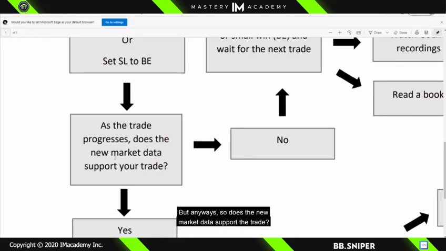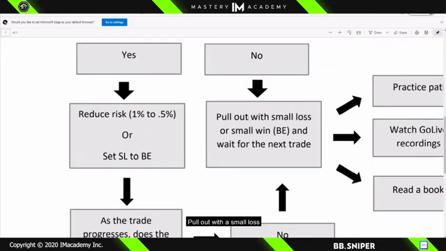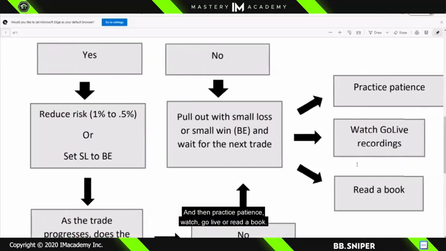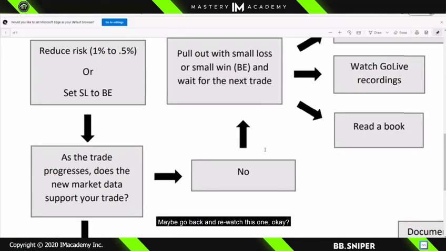But anyways, so does the new market data support the trade? No, it doesn't. Okay, pull out with a small loss or set the stop loss to break even and let it run. And then practice patience, watch go live, or read a book, or maybe even review this video, the lesson that we're doing right now. Maybe go back and rewatch this one.